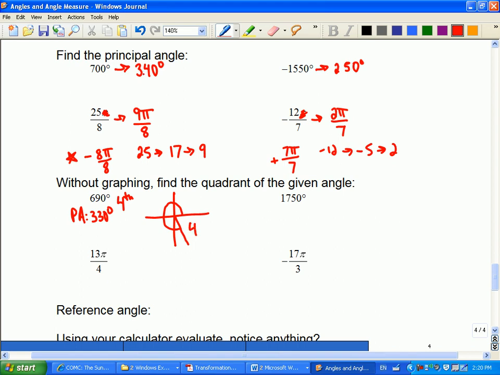Okay? So 1770, what's the principal angle? 310? Okay, so 310, which quadrant is that in? Yeah, it's in quadrant 4.